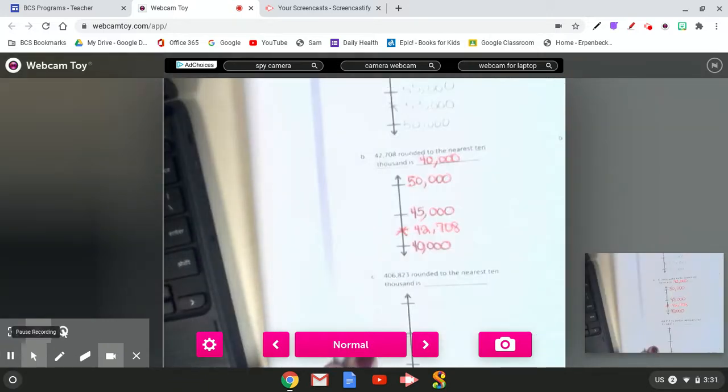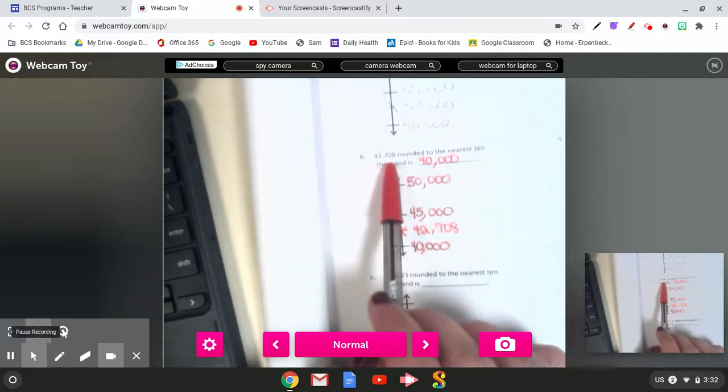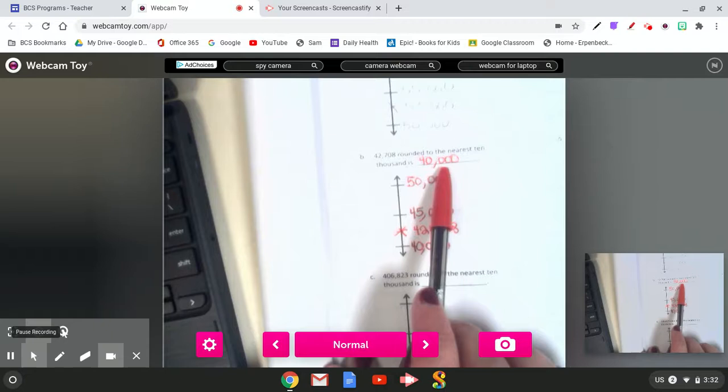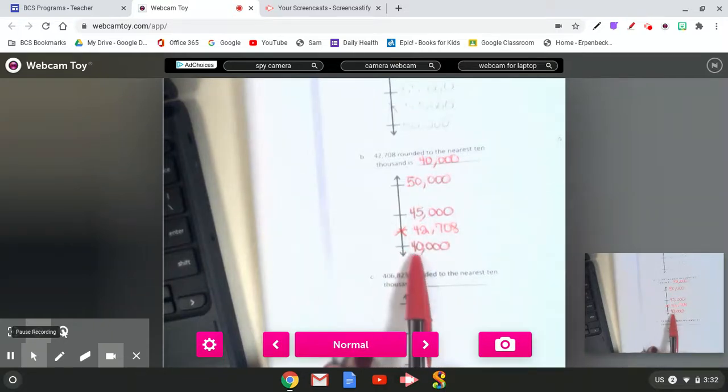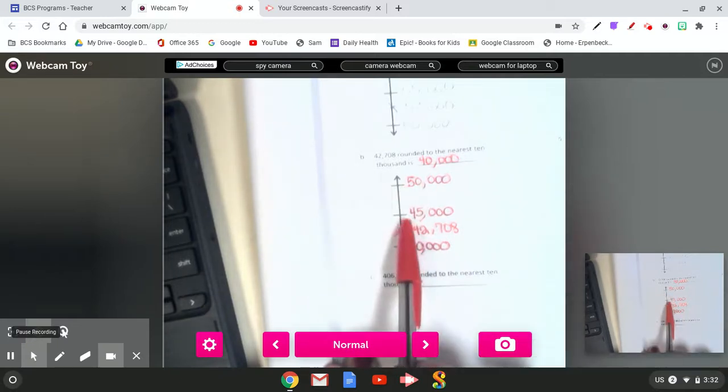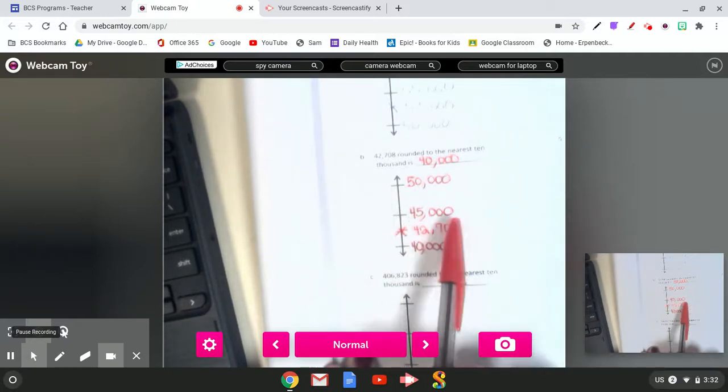Okay, boys and girls, check your answer and see if it matches mine. 42,708 rounded to the nearest 10,000 is 40,000. You should have a number of 40,000 on the bottom portion of the vertical number line. The next 10,000 after 40,000 is 50,000. The midpoint would be 45,000.